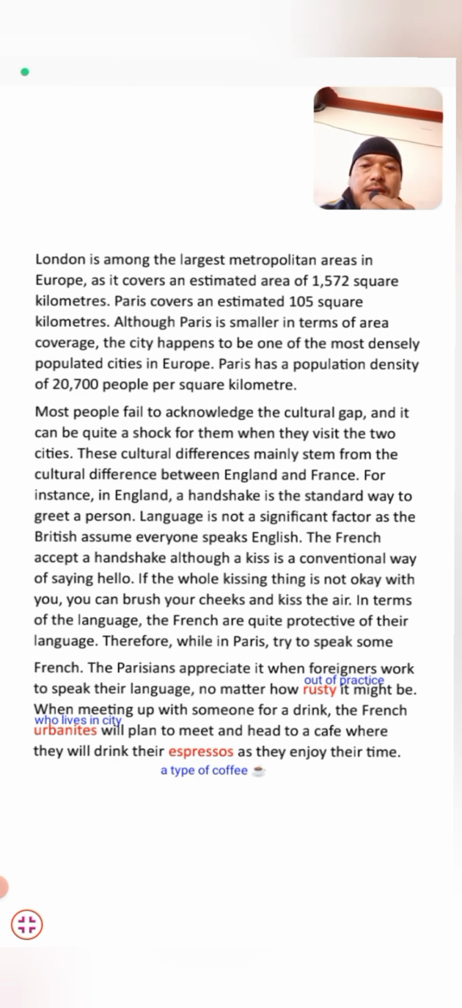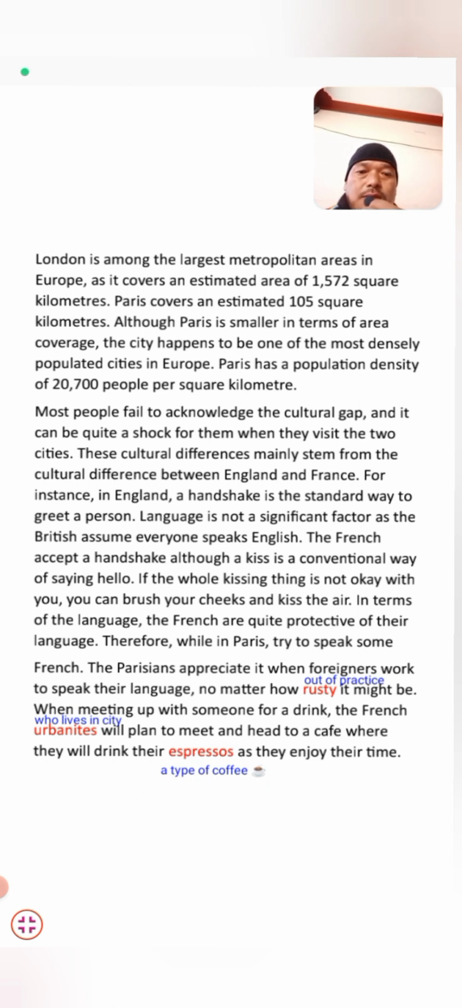Parisians appreciate it when foreigners try to speak their language, no matter how rusty it might be. If you know a bit of French and speak to them, it doesn't matter whether you speak wrong or right. You just speak the language, and they will really appreciate you.